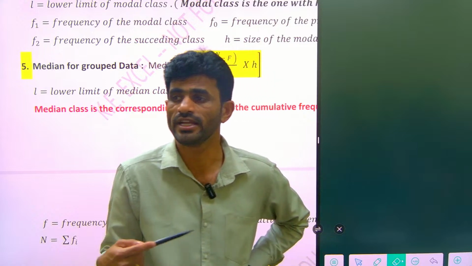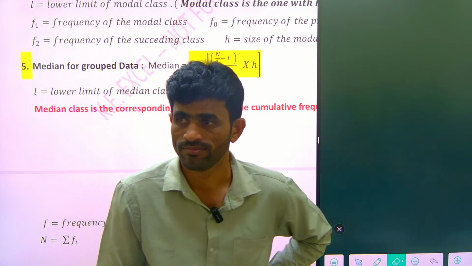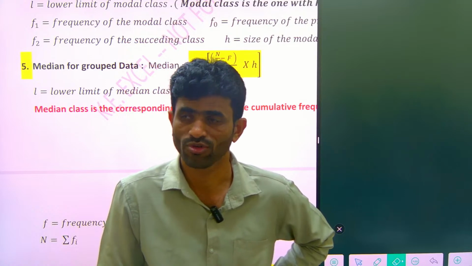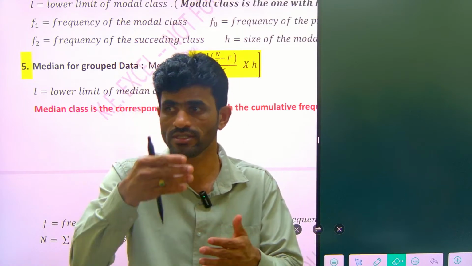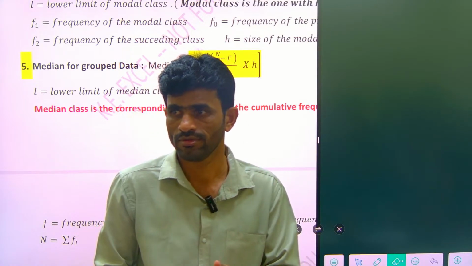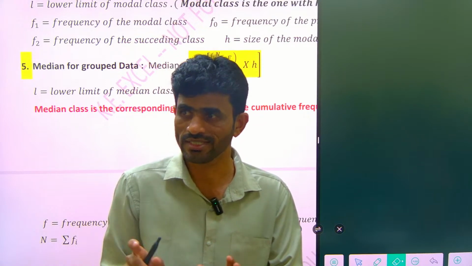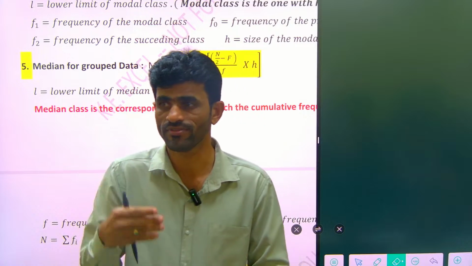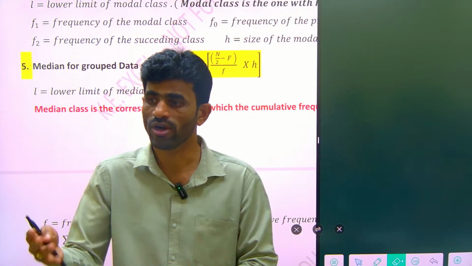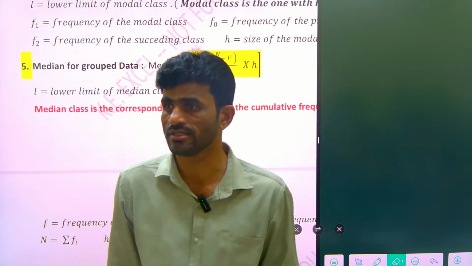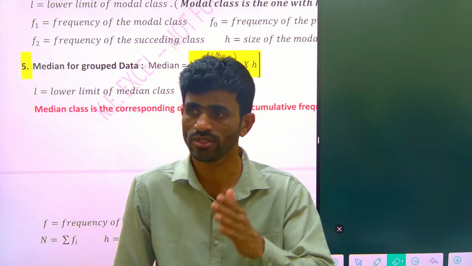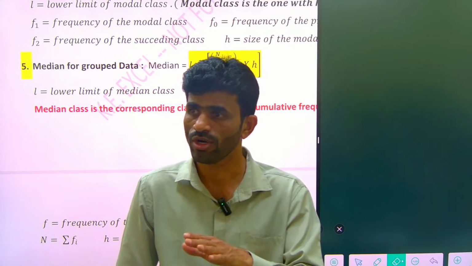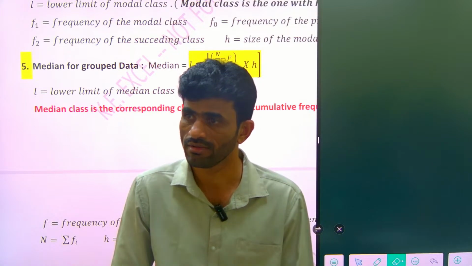How do we identify the median class? In ungrouped data, it is the middlemost observation. Here you have given class intervals, so the middlemost class interval will be the median class. Suppose I have first class, second class, third class, fourth class, fifth class. 5 classes are given. So according to you, definitely the third class will be the median class. Say I have 10 to 20, 20 to 30, 30 to 40, 40 to 50, 50 to 60. Then 30 to 40 is the median class, the middle one.